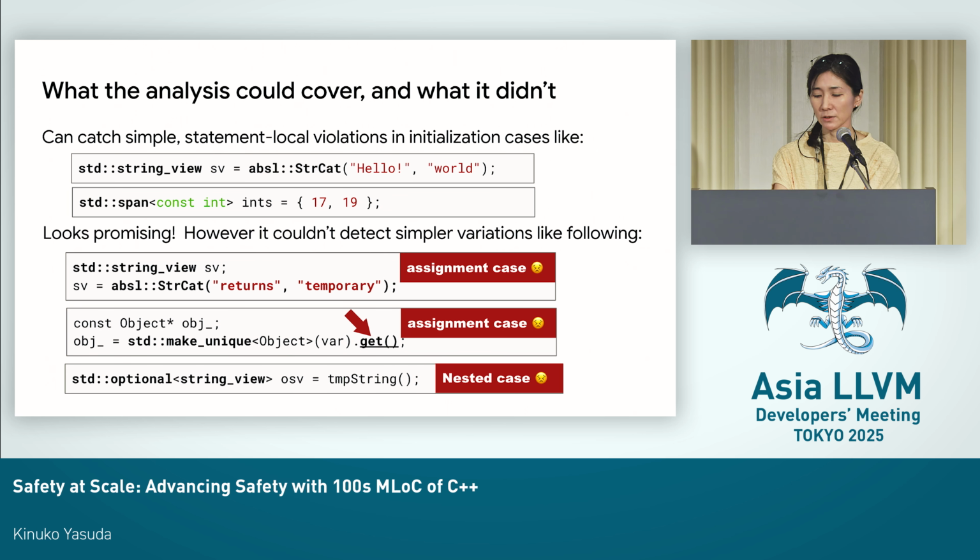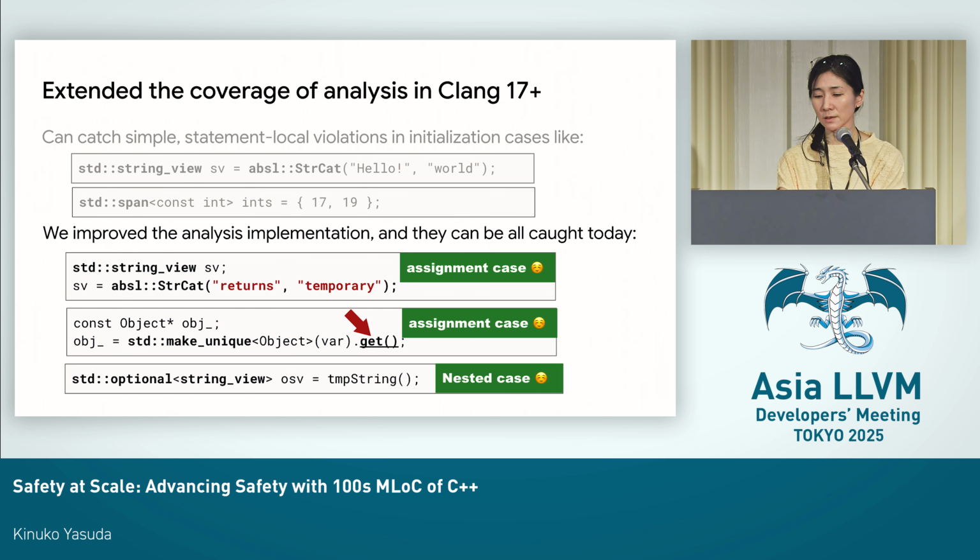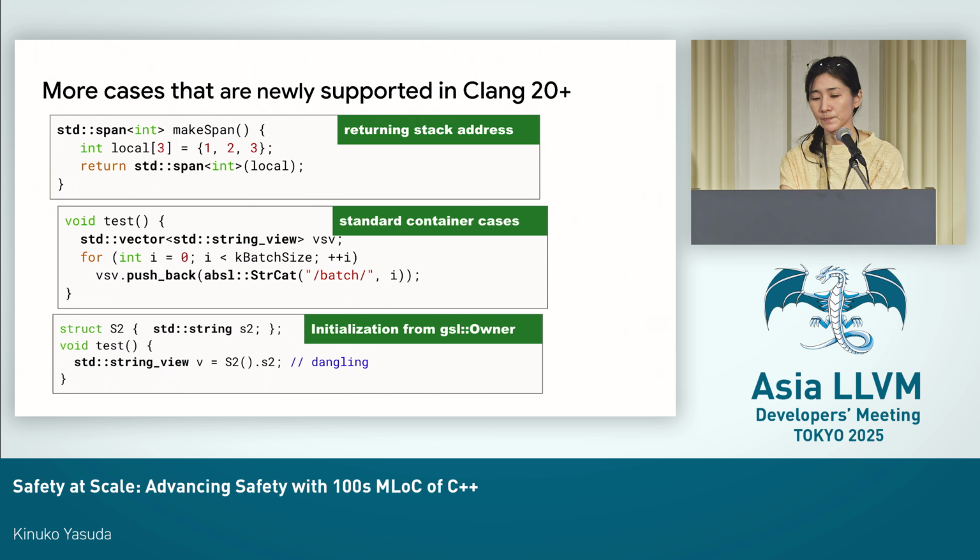So we decided to make a series of improvements in Clang. Today, roughly after Clang 17, the analysis can also cover all these cases at compile time. The assignment case and the typical nested cases can be caught. We also extended the existing warnings, like return stack address and dangling analysis, with GSL pointers so that more common cases can also be caught.